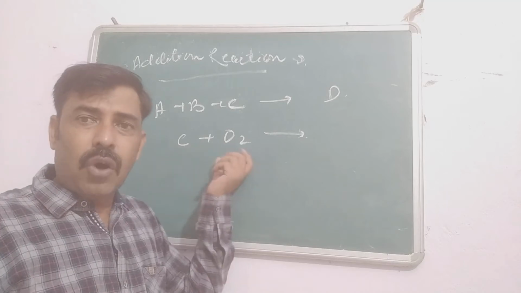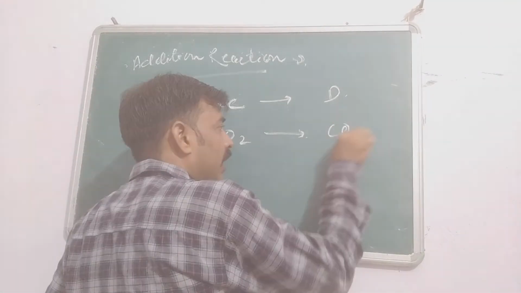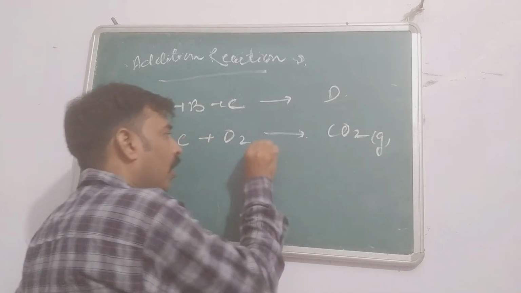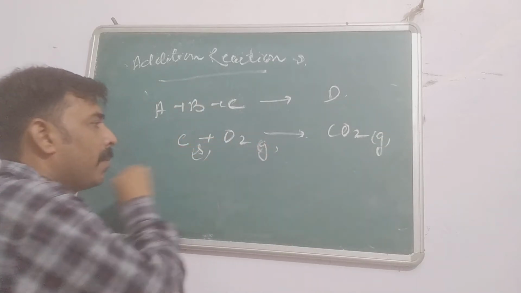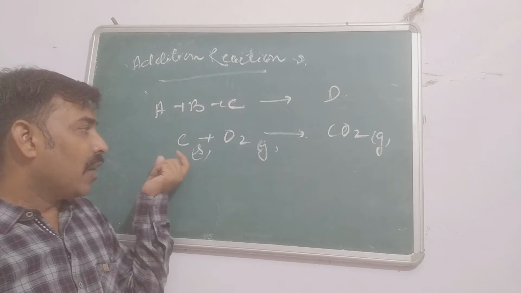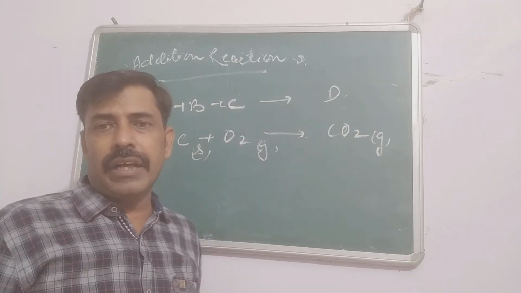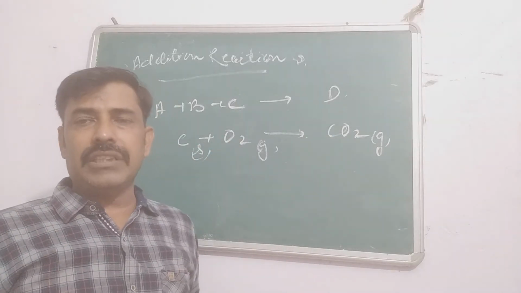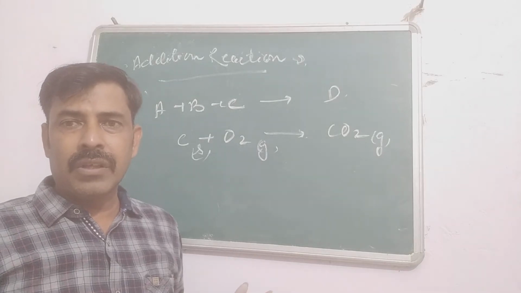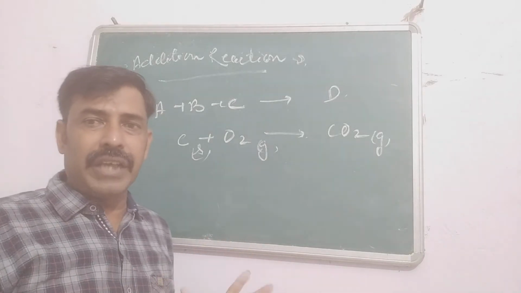The best and easiest example: when carbon is treated with oxygen, the reaction is well known to you. When coal is oxidized, when coal's combustion takes place, the product is carbon dioxide, a gas. In this reaction you can see carbon is combining with oxygen to give carbon dioxide, a simple addition reaction. So here is an example of the addition reaction.